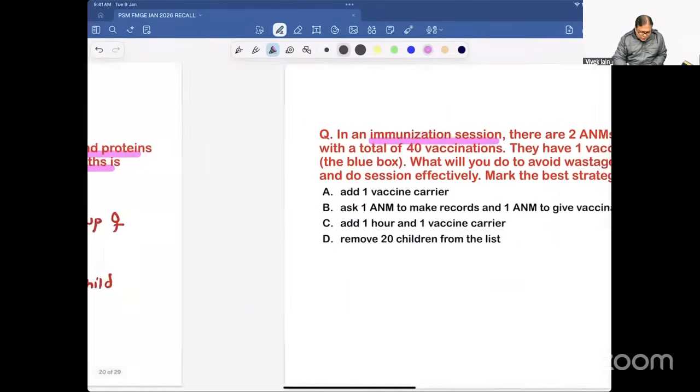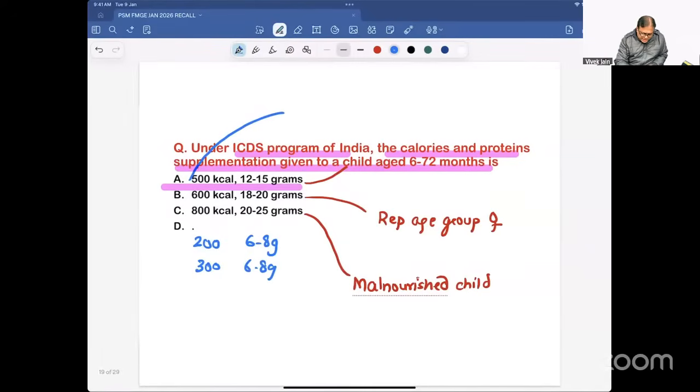Okay, we go back to the previous question. Students are saying ICDS was not there, school was there. See friends, you have to confirm this because the question was attempted by you. If it is school, it will become the midday meal program. If it is ICDS, the answer remains the same.